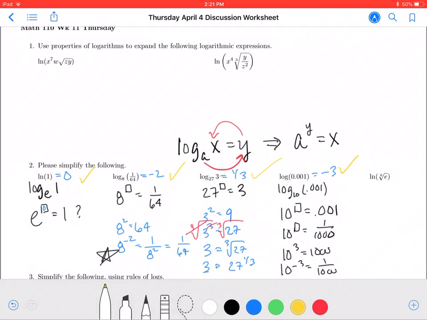All right, and then last up, natural log of the 6th root of e. So again, natural log is just log base e. In order to solve this one, I'm going to rewrite the 6th root as an exponent fraction. So it would be log base e of e to the 1/6. And we have a property that says if I take log base e of e to the 1/6, it's just equal to the exponent. So my answer is just 1/6.